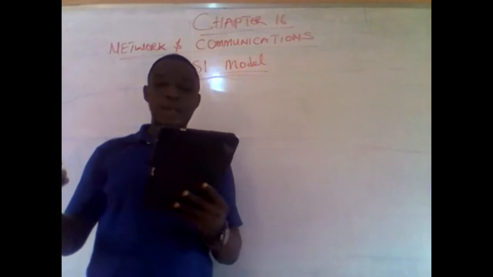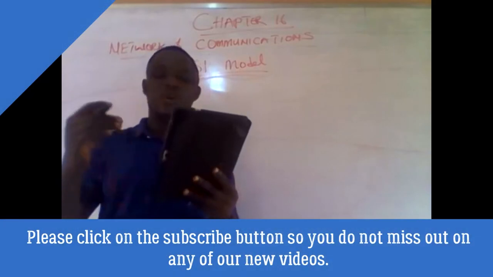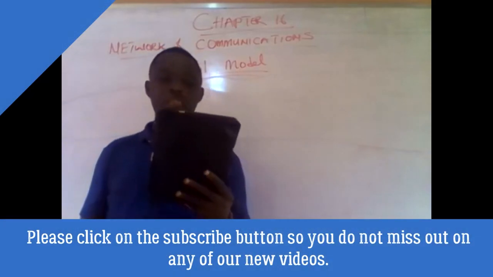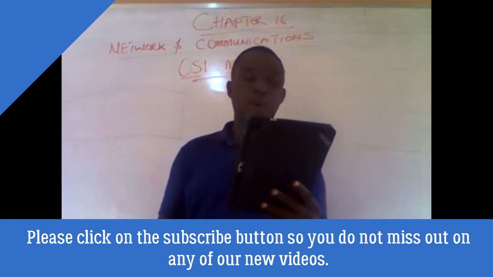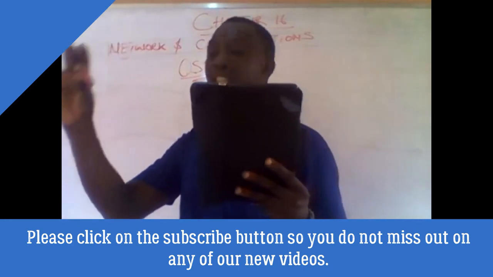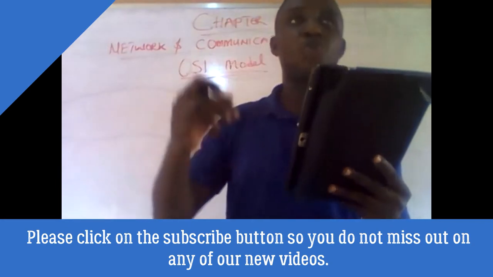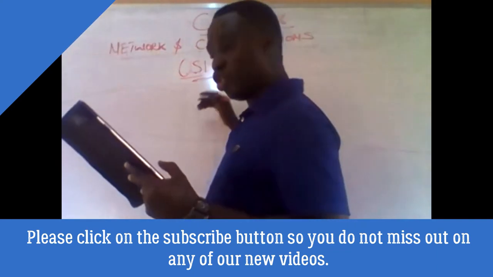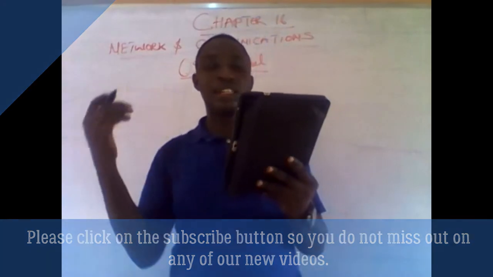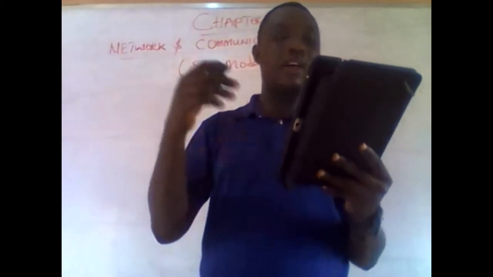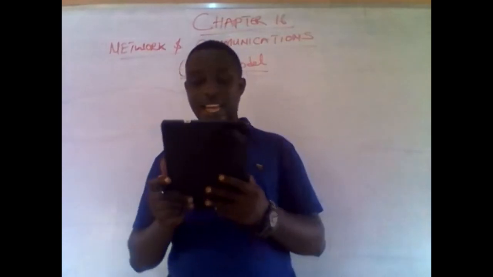So let me read. The Open System Interconnection Reference Model, OSI model, is an abstract description for layered communications of computer network protocol design. It was developed as part of the Open System Interconnection Initiative. In its most basic form, OSI divides network architecture into seven layers, which from top to bottom are the application layer and so on. We have the application layer, presentation layer, session, transport, network, data link, and physical layer. Therefore, it is often referred to as the OSI seven layers.